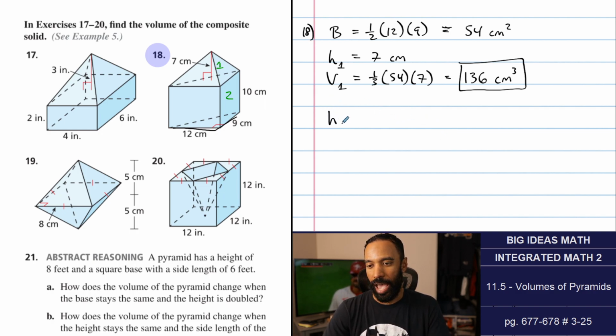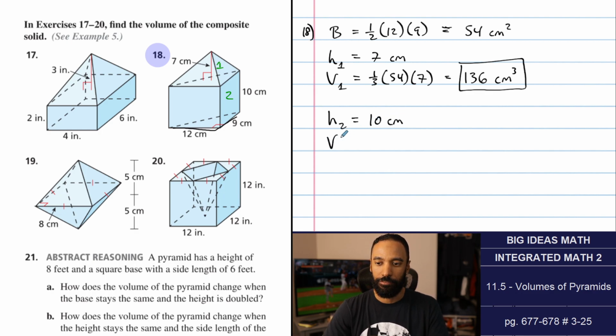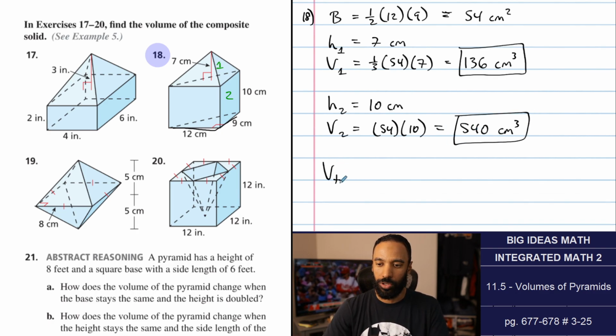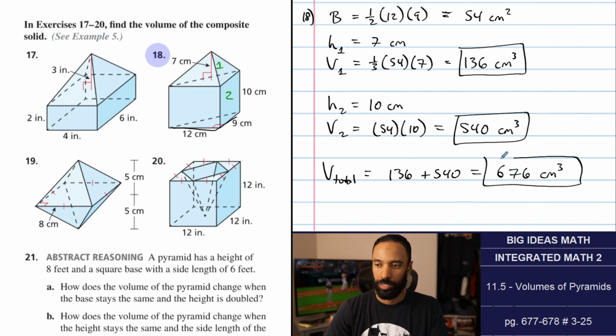Truly. The height of object 2 is 10 centimeters. That's the prism's height. And the volume of object 2 is area of base, 54, times height of 10, which is 540 cubic centimeters. And these are also added together when we find the volume of the total. So the volume of the total, we'll get 136 plus 540, which is 676 cubic centimeters. Okay, that's number 18. Let's jump to number 19.